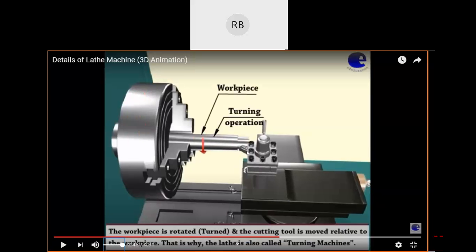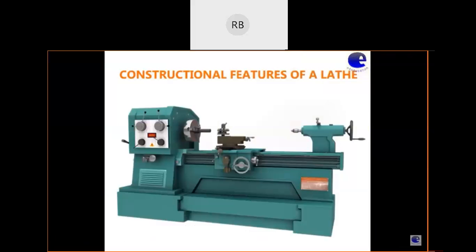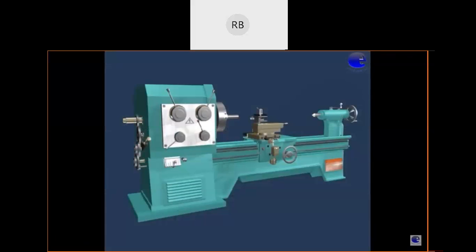This particular operation that is shown here is your turning operation. This is your workpiece which has a greater diameter. After the turning operation is done, you can see the diameter of the cylindrical rod or the metal object has been reduced. So if you want to reduce the diameter of a workpiece according to your specification, this cylindrical object, you can use the turning operation. Just complete the video.